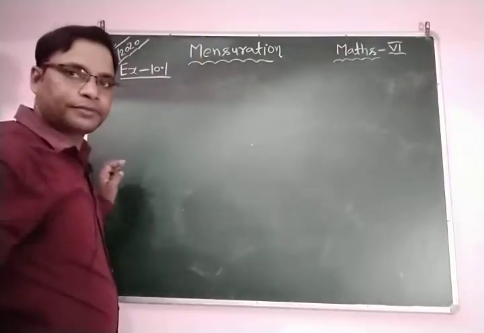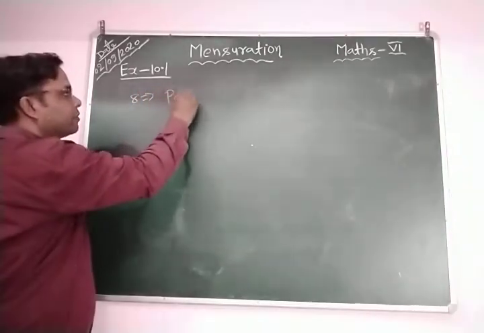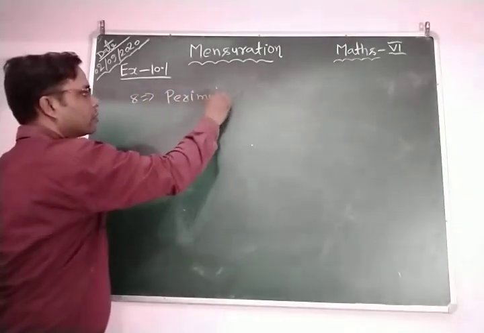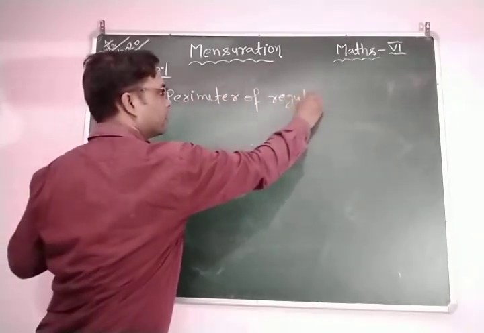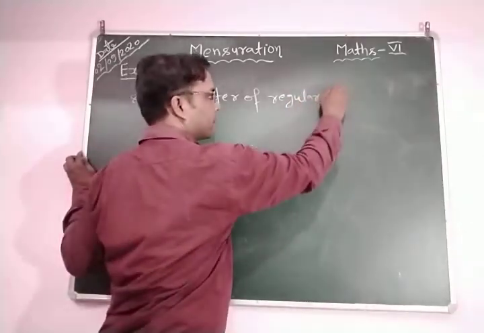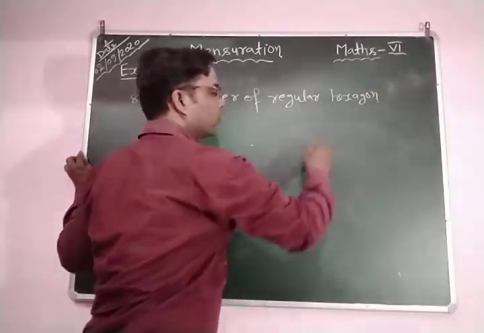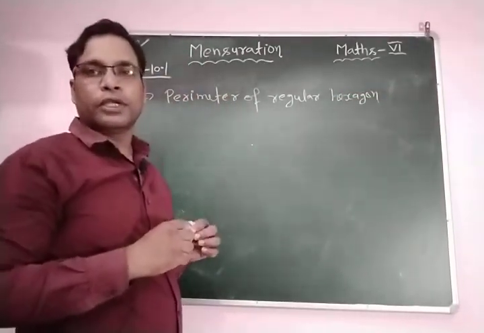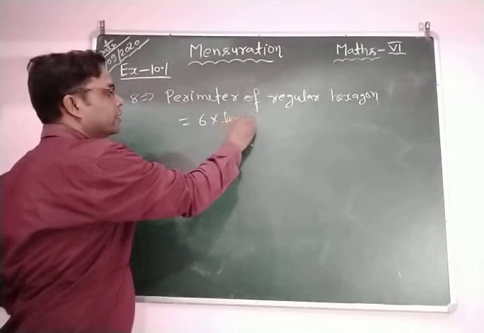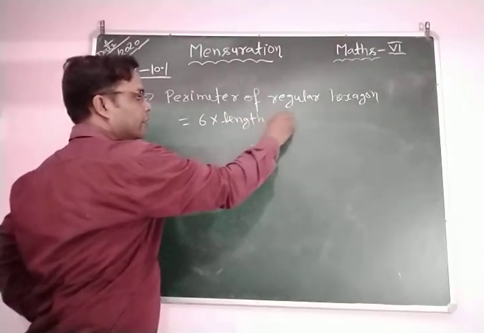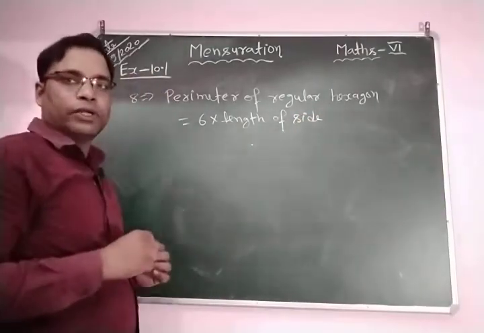In question number 8, we need to find the perimeter of a regular hexagon. The perimeter of a regular hexagon is equal to 6 into the length of side. This is the formula to find the perimeter of a regular hexagon.